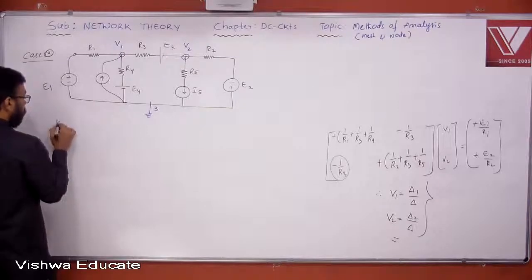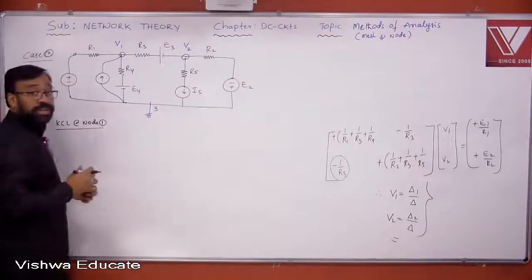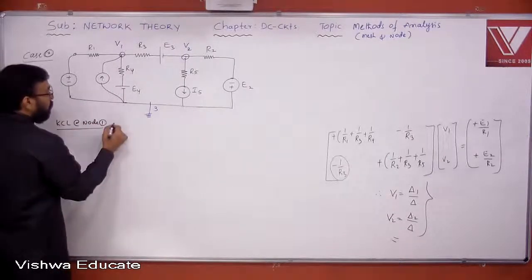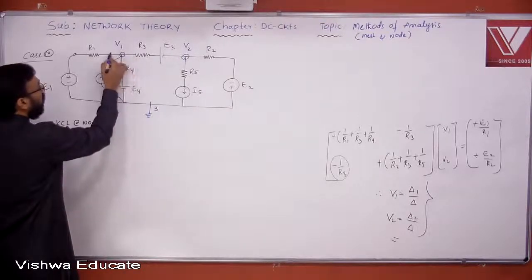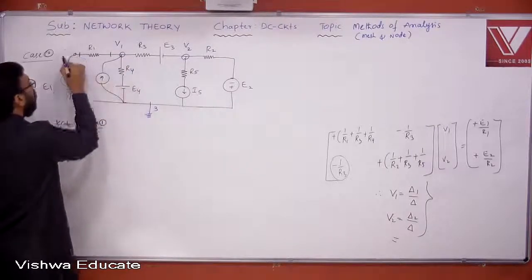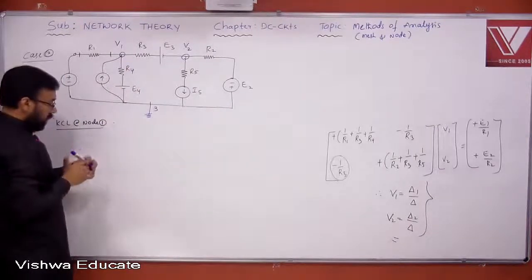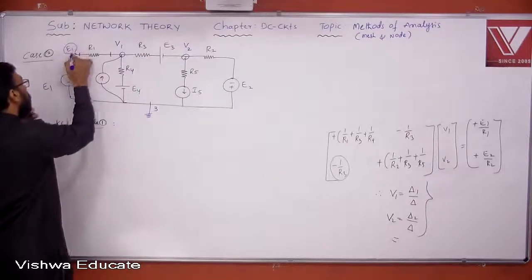KCL at node 1. Okay? Tell me now. This point is operating at what? V1. This point is operating at what? E1, because this is 0. So what is the voltage here? The voltage at this node is what? E1. Yes or no?